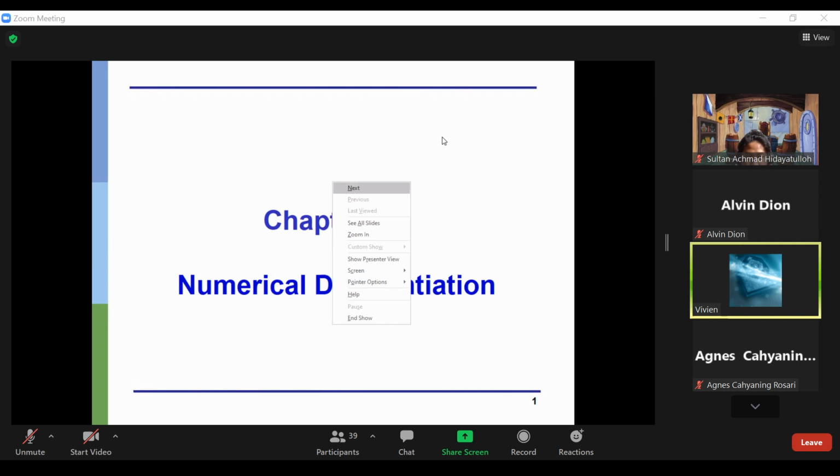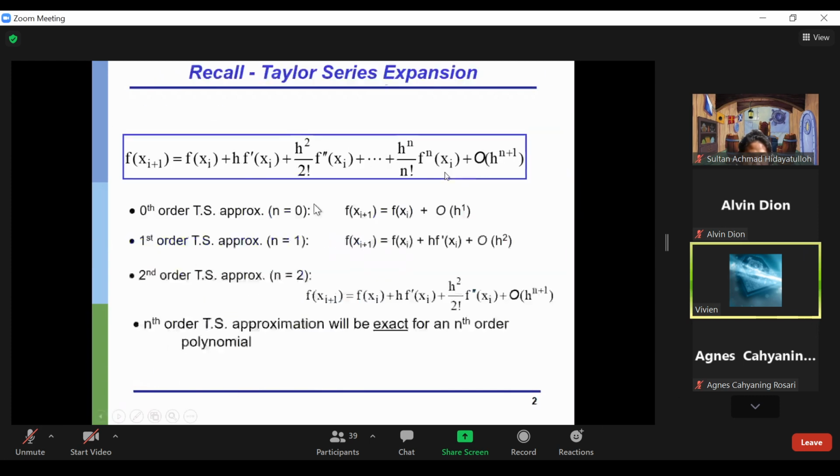You remember that we have the Taylor series expansion, in which we can approximate the value of f(x_{i+1}), that will be equal to f(x_i) plus f prime of x_i times h plus h squared over 2 factorial times the second derivative of x_i, and so on.